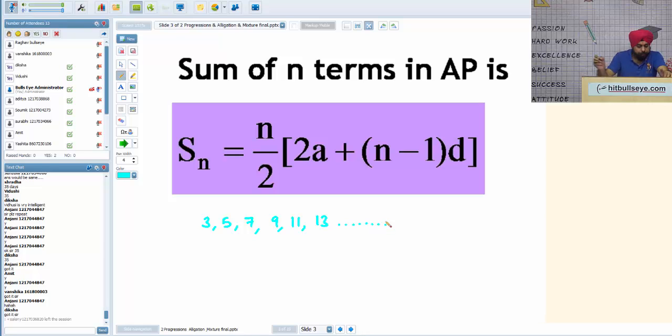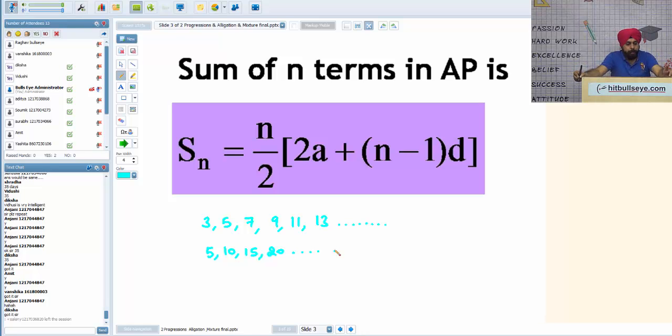Now what I am doing to find the next term, you can see we are just adding 2. So when the difference between all the terms is the same, the sequence is called an AP, or arithmetic progression. Say 5, 10, 15, 20, 25, all those are arithmetic progressions.